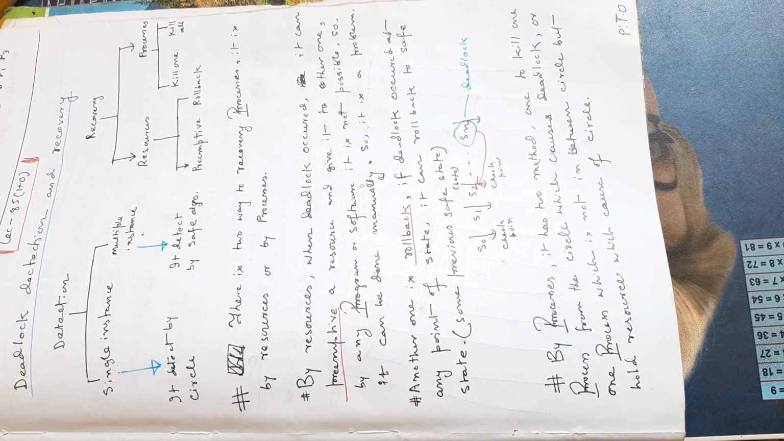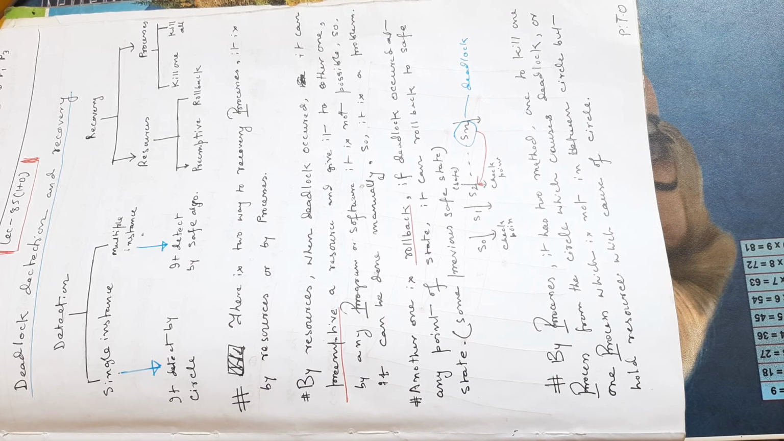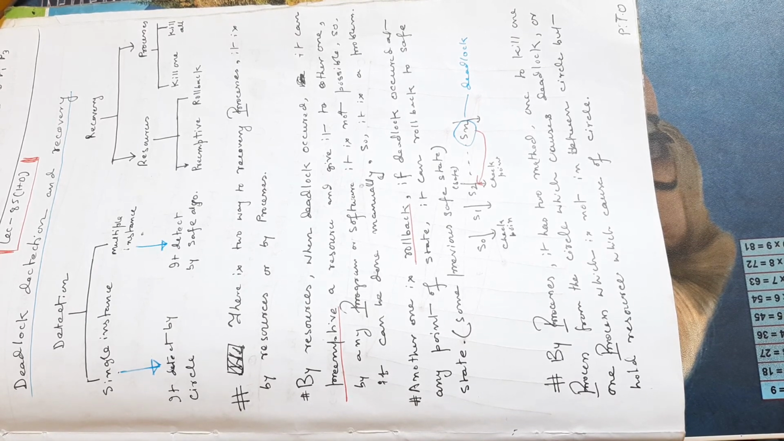Another way to recover the deadlock is to kill all the processes which make a circle and cause a deadlock. Kill all the processes of the circle and make the system deadlock free. So that is a small section, but sometimes questions are asked from this section, on how to recover the deadlock by resource or by process.